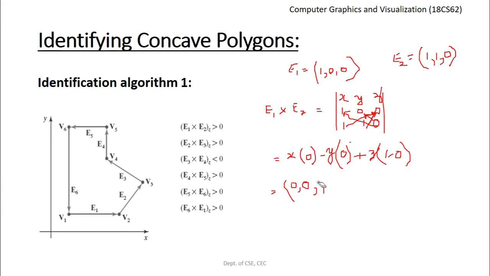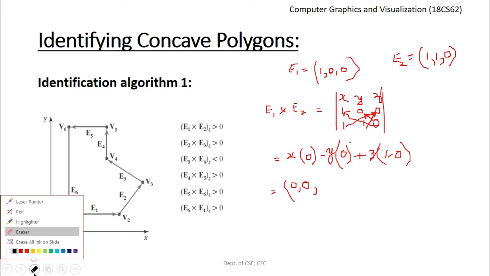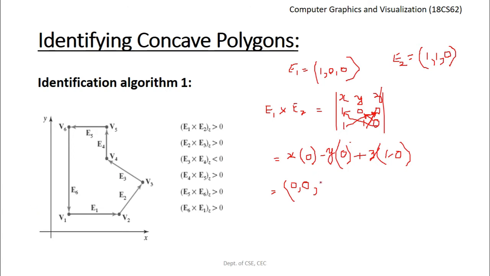So what can you conclude here? We can conclude that the z component of the cross product E1 cross E2 will be a positive value. That is what is given here. So for E1 cross E2, the z component will be 1, which is greater than 0. Similarly, what about E2 cross E3? E2 we have already found out, 1, 1, 0 is the representation for E2. What about E3? E3 is negative displacement along x-axis, so it will be minus 1. What about y? It will be plus 1, z will be 0. So you can find out E2 cross E3.